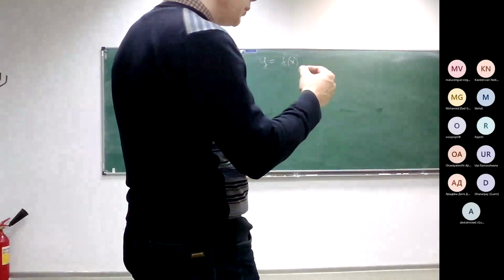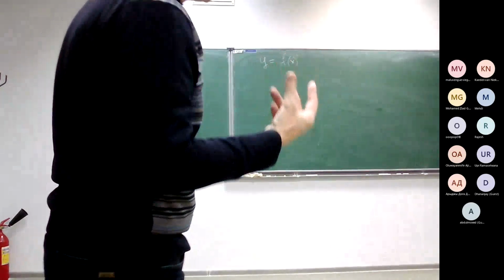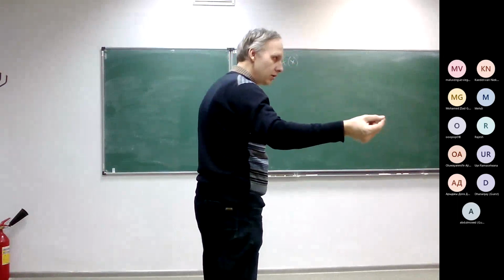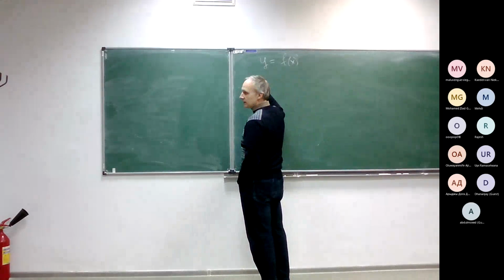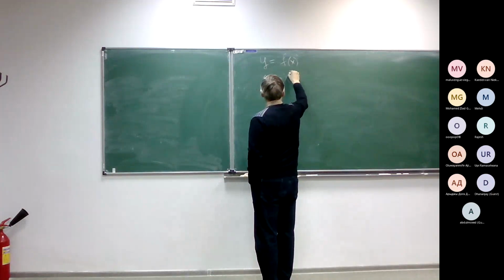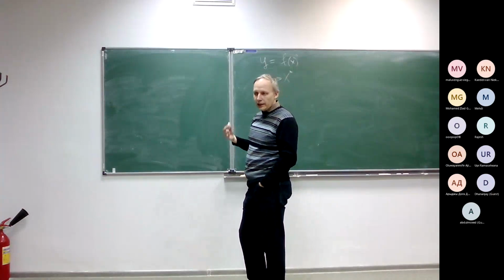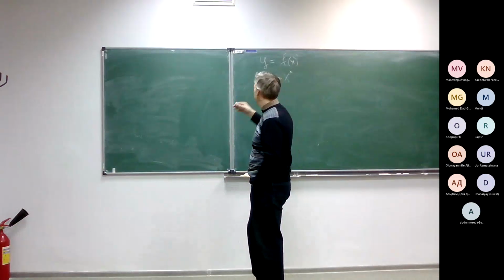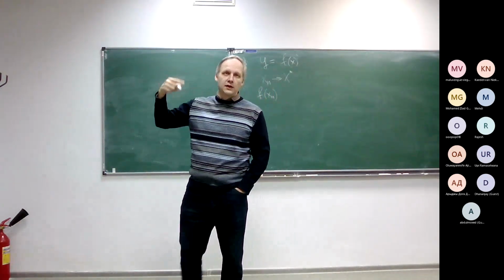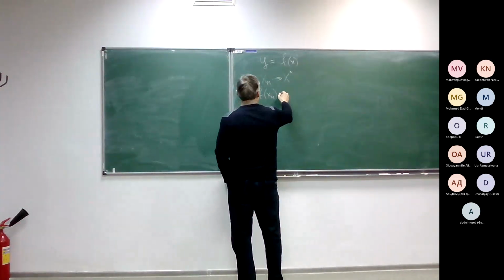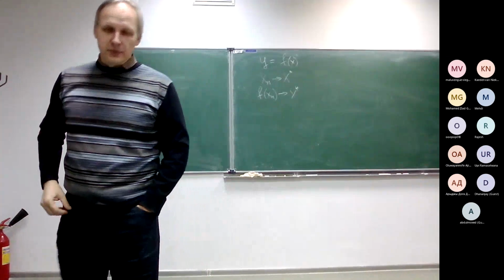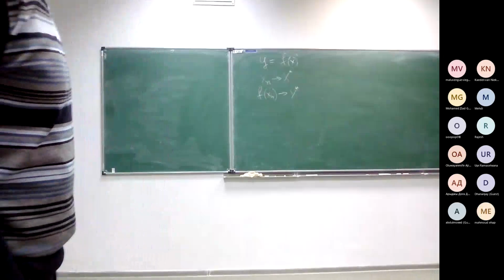And if we consider a sequence xn that converges to x star, then we can consider the sequence of function values f of xn, and if this sequence of the function values converges to some number y star, in this case this number is called the limit of a function.